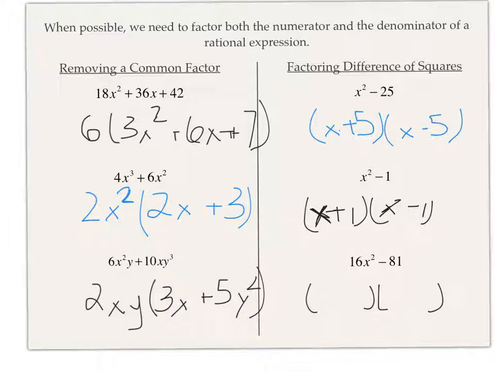Now, this last one here is a little bit harder, but it's not significantly harder. It also won't show up much, I don't think. There's not very often where they show up like this, but you never know. So 16x squared, what would the square root of that be? 4x, so it's 4x and 4x. And then 81? 9, so it's 9 and 9. So it's plus 9 and minus 9.